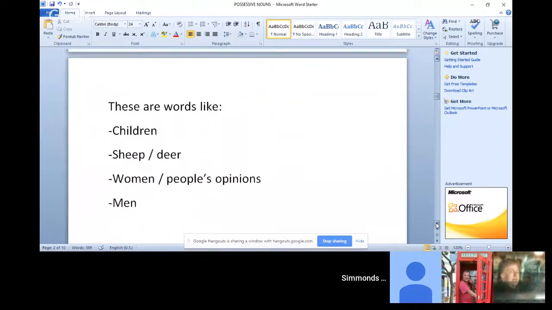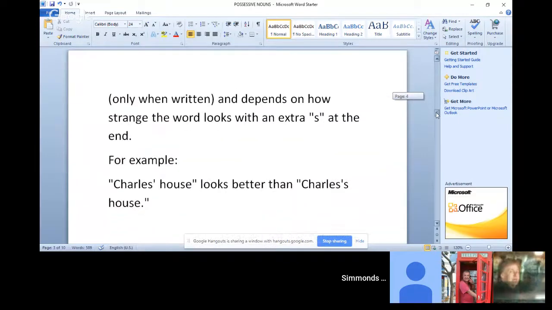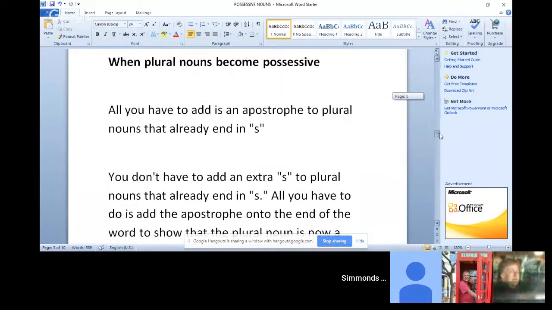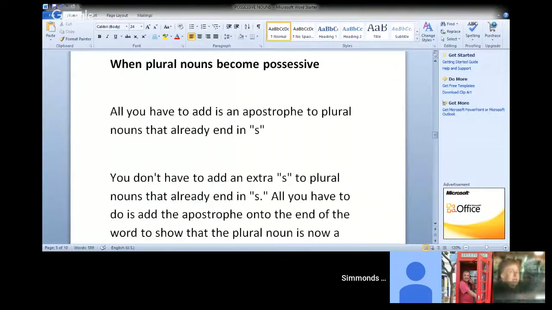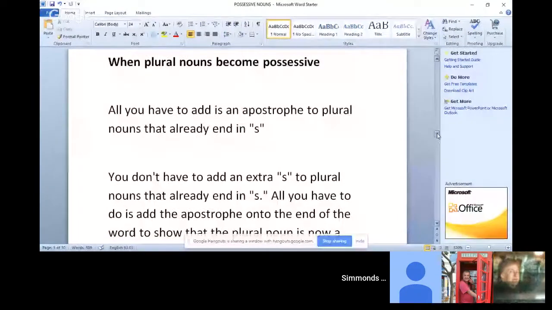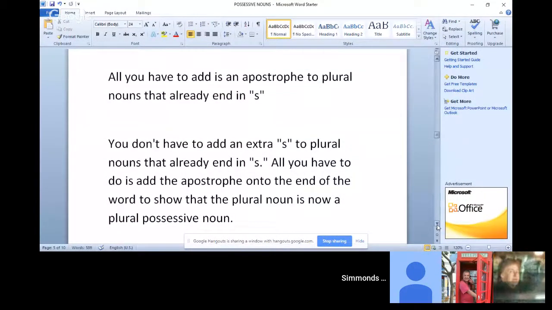All right. Let's go down here. Now we have the situation of when plural nouns become possessive. So we're talking about more S's here. Masako, could you please read this for us? All you have to add is an apostrophe to plural nouns that already end in S. You don't have to add an extra S to plural nouns that already end in S. All you have to do is add the apostrophe onto the end of the word to show that the plural noun is now a plural possessive noun.